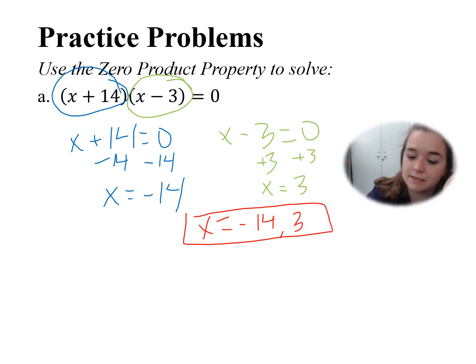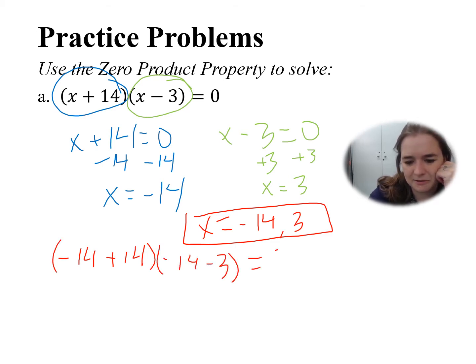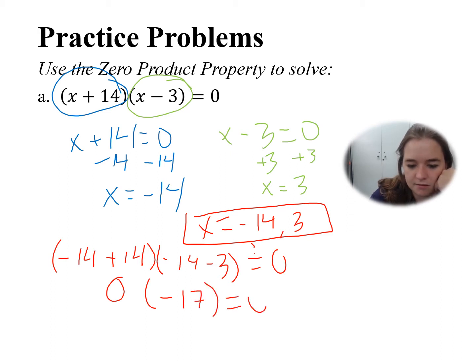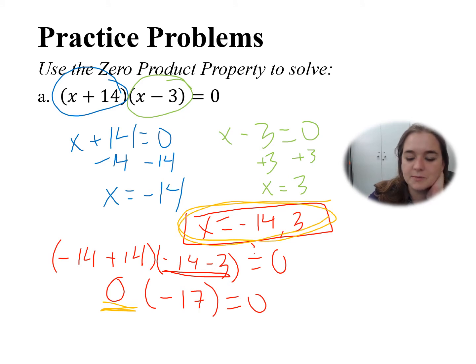Now, if x does equal negative 14 and I plug this in here, I get negative 14 plus 14 times negative 14 minus 3. Does that really equal 0? Well, let's check. So negative 14 plus 14 equals 0 times negative 17. Well, that works. Even though the second half didn't equal 0, it doesn't matter, because as long as one piece equals 0, my total product will be 0. And the same thing, if I plugged in negative 3, I would get 11 times 0, but it still equals 0. So both of these are possible solutions now.